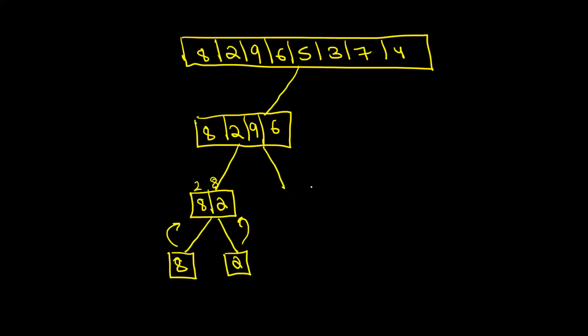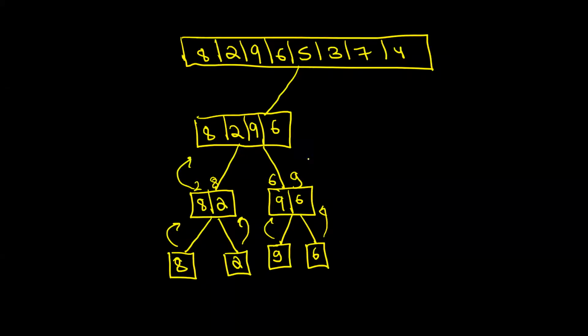Then can you please sort the right part also? 9 and 6, break the problem. Can you sort the left part? Base case, return. Can you sort the right part? Base case, return, right? Then can you perform a merging? Yes. So this part also gets sorted. So the left and the right part are sorted. Can you perform a merging once again? So here you will get 2, 6, 8, 9. Okay? The left part is sorted.